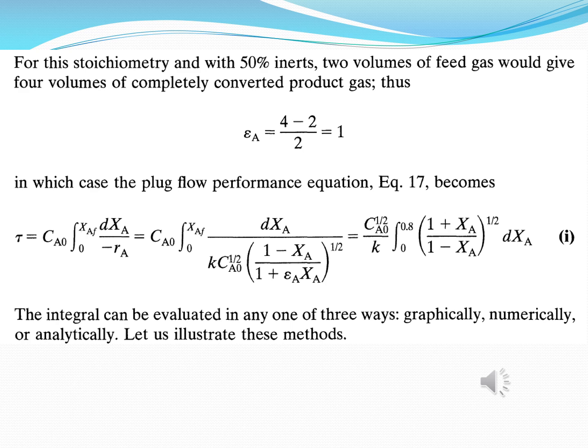So we come up with this expression: tau is equal to CA naught to the power 1 by half over K, and the integration from 0 to 0.8 of (1 plus XA over 1 minus XA) to the power half dXA. This is the function which we need to calculate inside the integration. That's the value we need to solve in order to solve this expression.